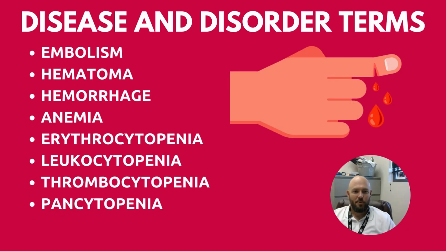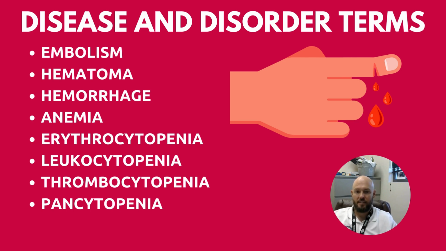Some more disease and disorder terms. An embolism is something that blocks the flow of blood through an artery, a blood vessel. It can be a blood clot. It can be foreign material. It can be air or fat that gets lodged inside a blood vessel. A hematoma is a tumor of blood, a collection of blood that's leaked out from a blood vessel. So it's typically like a swelling or a lump filled up with blood. Hemorrhage is to bleed excessively internally or externally.